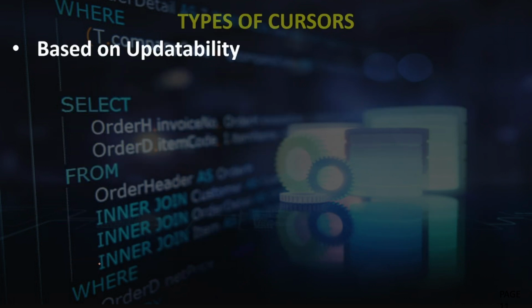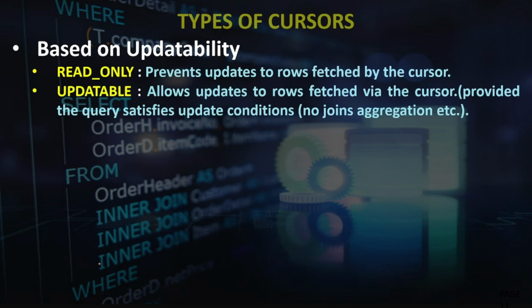And the last is based on updatability. So we have read-only cursors and we have updatable cursors. If you use a read-only cursor, then it prevents updates on rows fetched by the cursor. So you cannot do any kind of updates. But an updatable cursor allows updates on the rows fetched by the cursor, provided the query satisfies the update statement. So based on all these methods, we have learned what the different types of cursors available in SQL Server are.